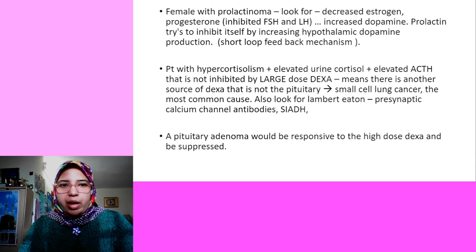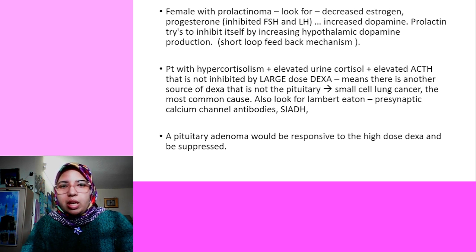If you have a patient with hypercortisolism plus elevated urine cortisol plus elevated ACTH that is not inhibited by a large dose of DEXA, that means there's another source of the cortisol that is not the pituitary. When you have hypercortisolism, you want to figure out: is this patient taking it exogenously? Is it an endogenous source, like cancer that might be secreting ACTH? Or is it coming from the pituitary?